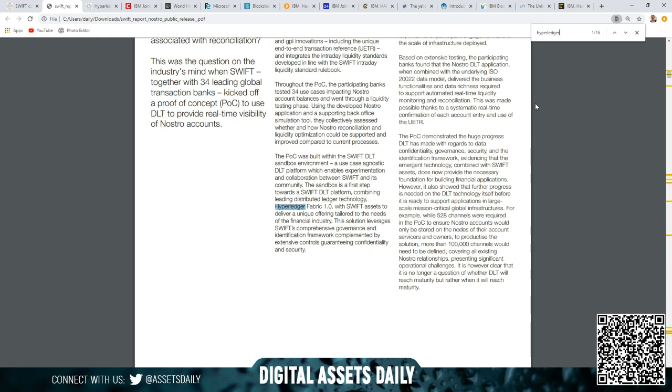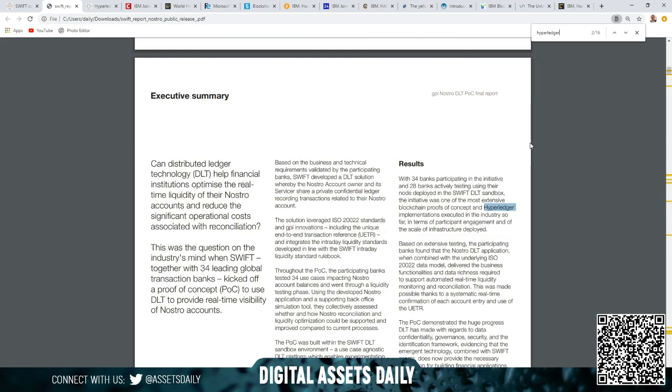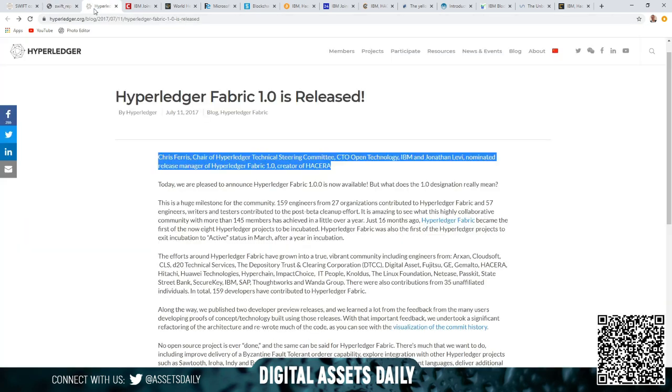The Hyperledger Fabric with Swift assets delivers a unique offering tailored to the needs of the financial industry. The solution leverages Swift's comprehensive governance and identification framework, complemented by extensive controls guaranteeing confidentiality and security. And we went through those, so we'll move beyond there. Hyperledger Fabric is released. Chris Ferris, chair of the Hyperledger Technical Steering Committee and CTO of Open Technology at IBM, and Jonathan Levy, nominated release manager of Hyperledger Fabric 1.0, creator of Hasera.